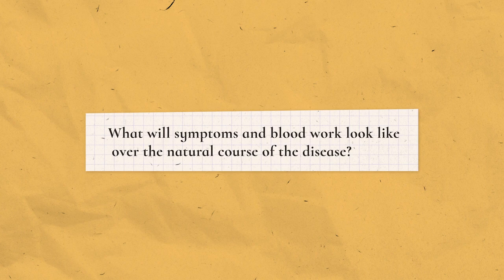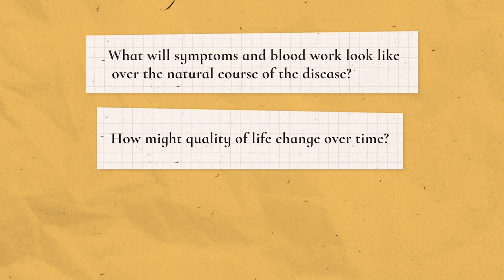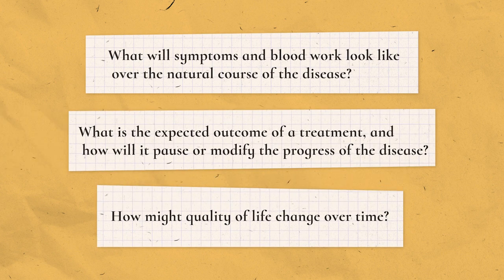Some questions that pop up for doctors when considering prognosis are, what will symptoms and blood work look like over the natural course of this disease? How might quality of life change over time? What is the expected outcome of a treatment? And how will it pause or modify the progress of the disease?